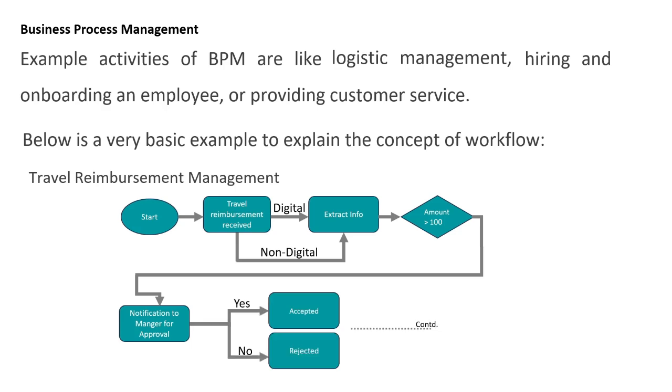And similarly, it will continue. This process will continue to other processes, like it will go to the finance department or HR department after that, or if it is rejected, it is to be applied again. It depends on the organization's processes and guidelines. So this is how travel reimbursement management happens. Now, if you see, this is done manually.